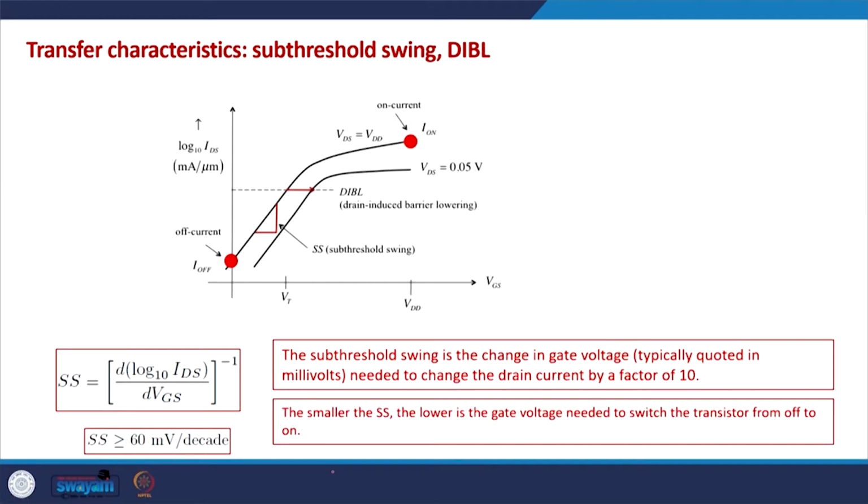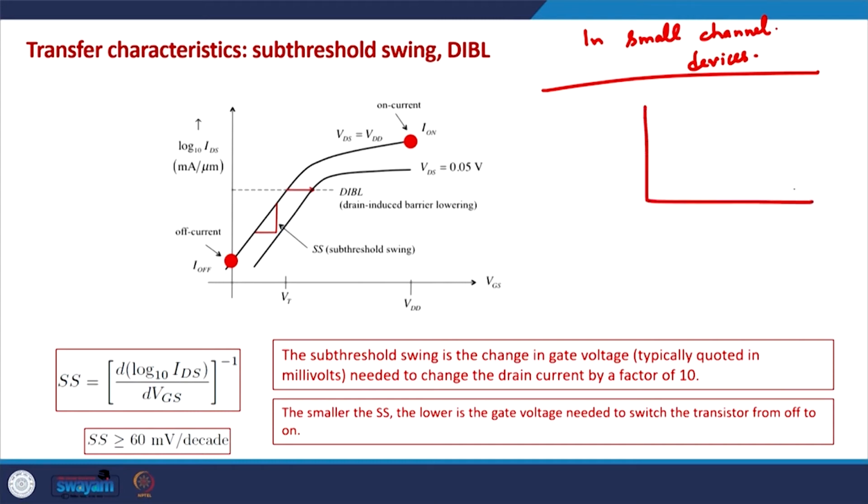Apart from this, we have also seen that nowadays in small channel devices, which means that the channel length is less than a micrometer or so, or a few tens of nanometers, in that case, the drain voltage is having an impact on the threshold voltage. So, this is the source, this is the drain, this is a typical geometry of the MOSFET. Okay.